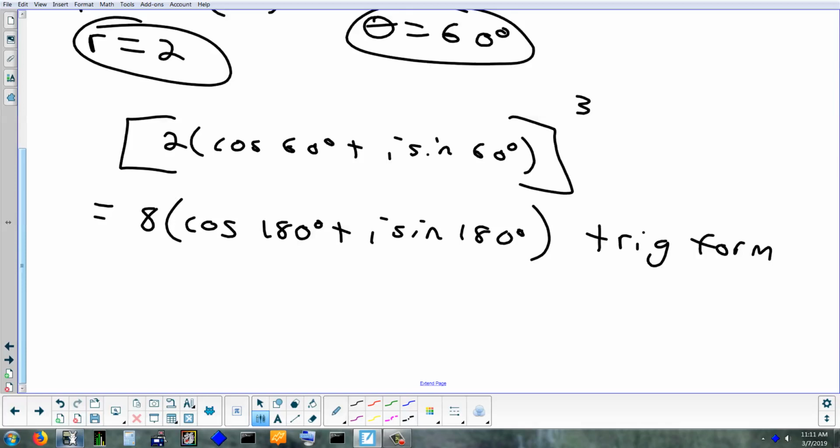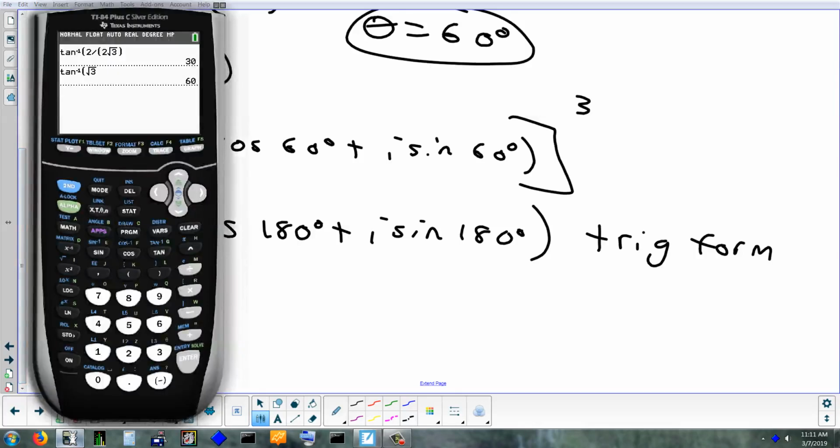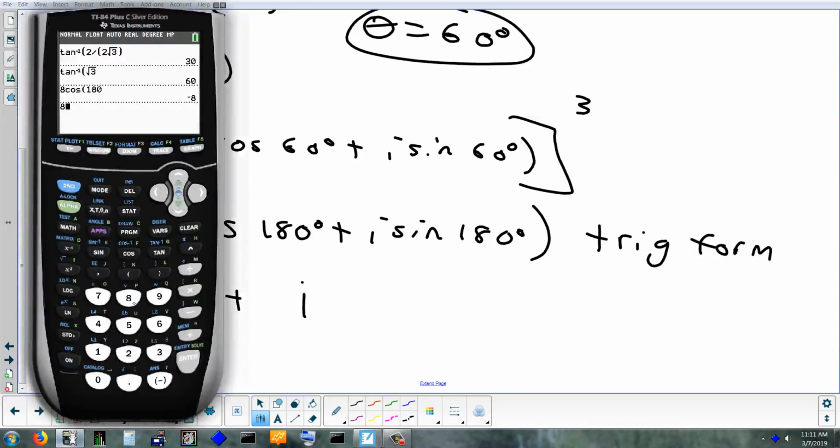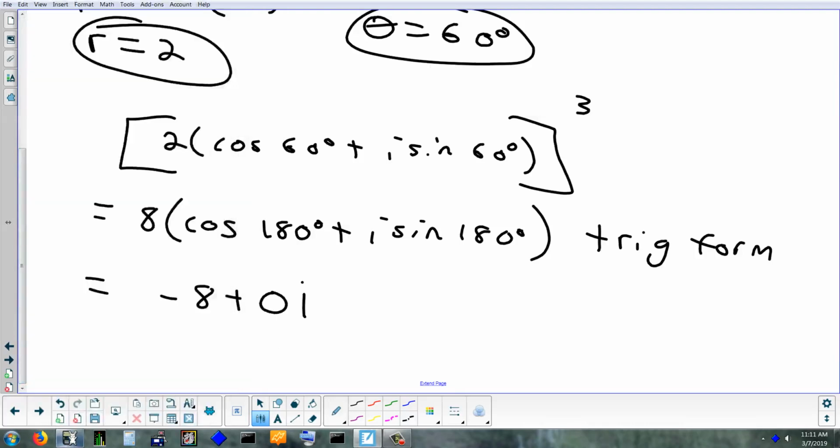Yep. You have to do distributed copy. Distribute the 8 times cosine 180. See what you get. 8 cosine 180 gives you negative 8 plus, we'll put the i here and just figure out what number goes in front of it. 8 sine 180. It's actually 0. So in standard form, there's the answer.